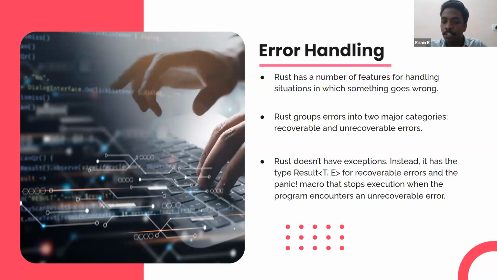It is also an enum by default. So for recoverable errors, that is what we use, and it's one of the safest methods to actually return values from a function or a particular variable. And the panic macro is used to stop the execution whenever a program encounters an unrecoverable error.